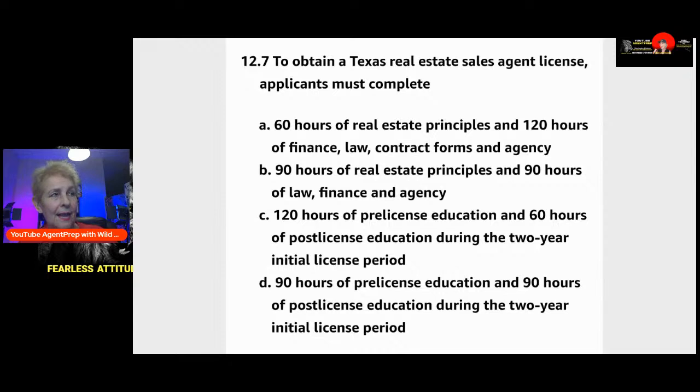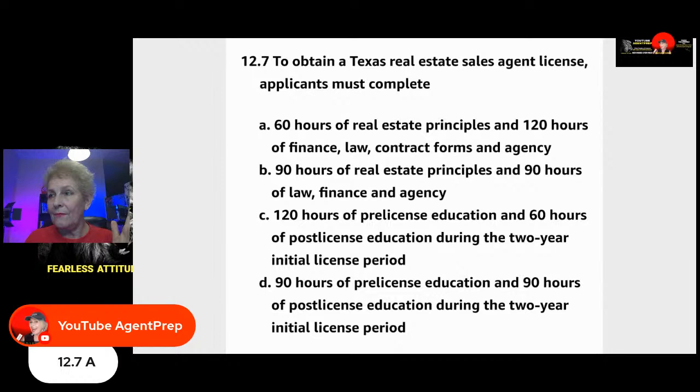It is 60 hours of real estate principles, right? You have 2 courses, 30 and 30. And then 30 hours of finance, 30 hours of law, 30 hours of contract forms, and 30 hours of real estate agency. Very good.